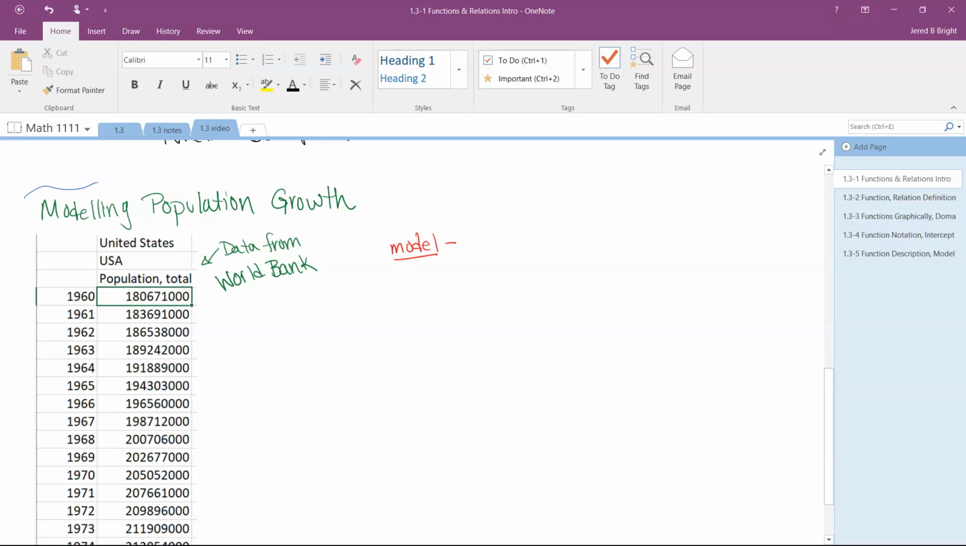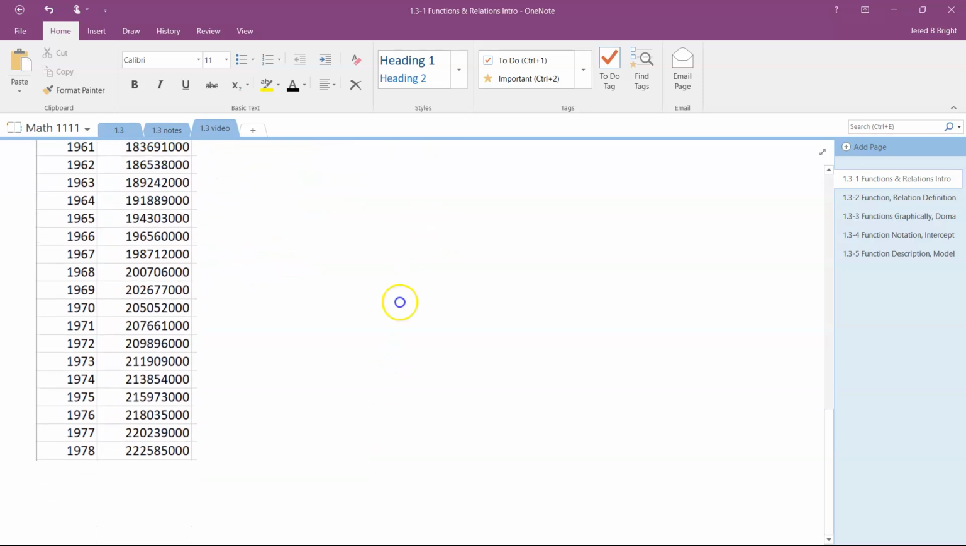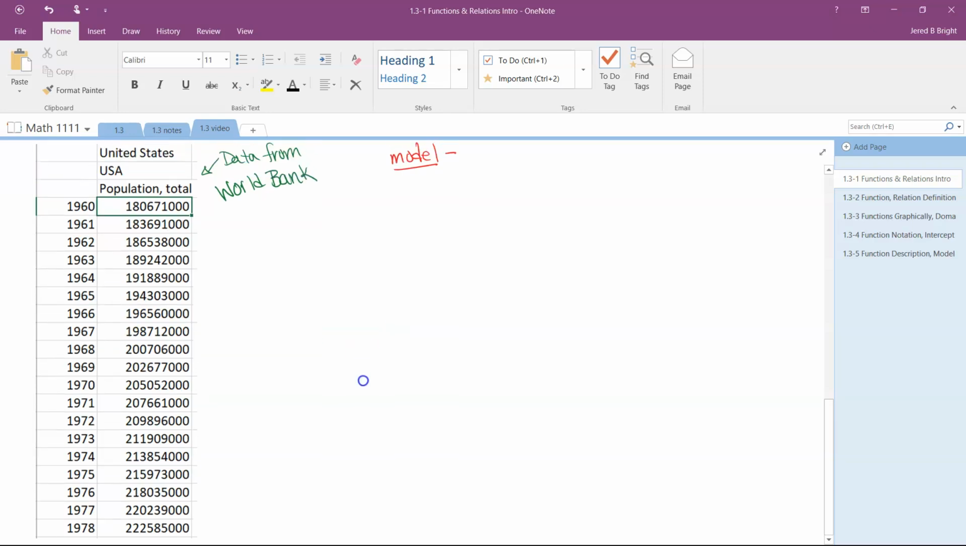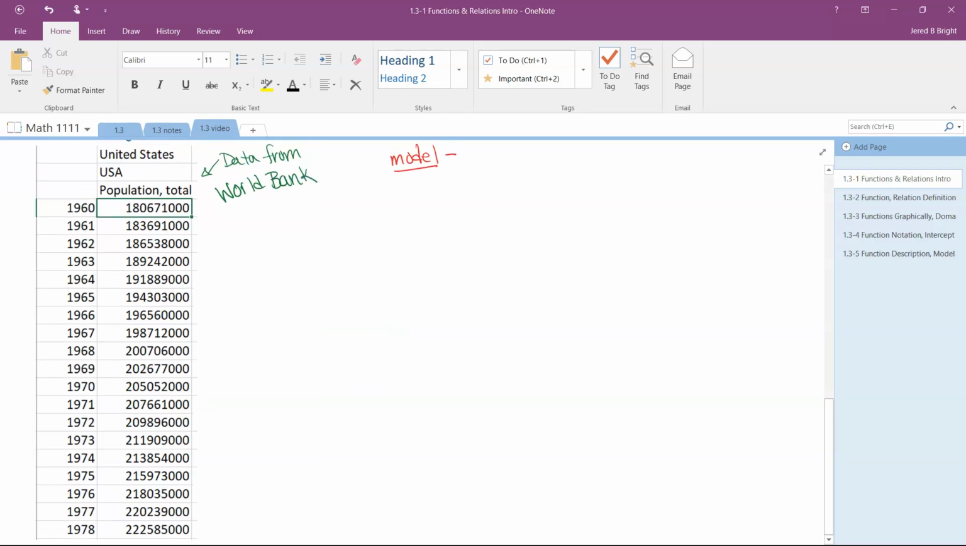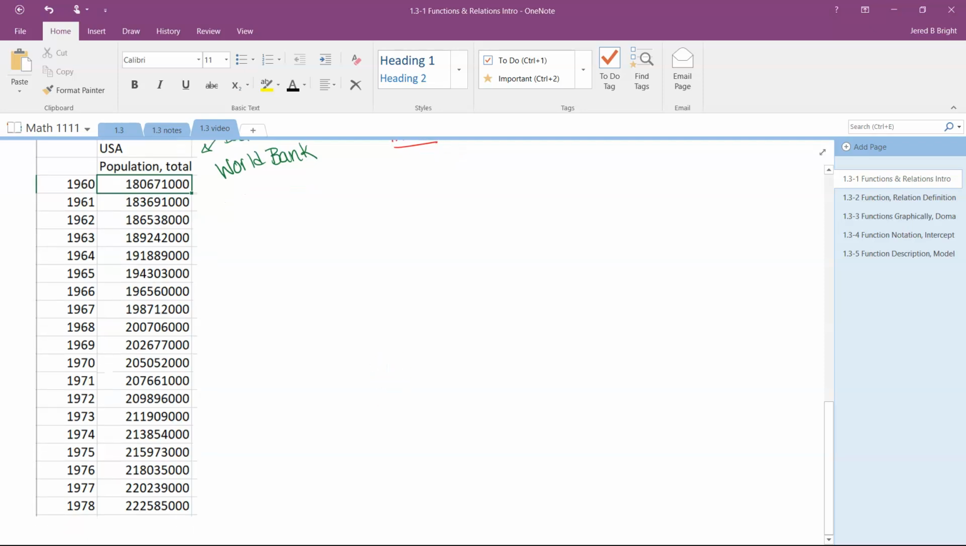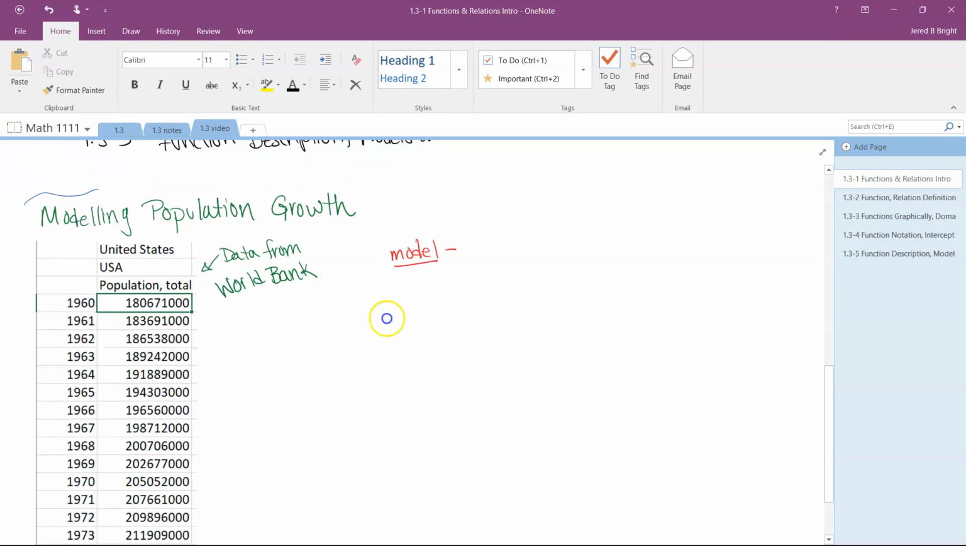Okay, so the first question we want to introduce is, how do we talk about population growth? So I copied some data from the World Bank about the U.S.'s population from 1960, and you can see I only did from 1960 to 1978, so what, 18, 19 years. But in the course of those years, we went from about 180 million, sorry, up to 222 million. So 40 million people ish was the change in our population.